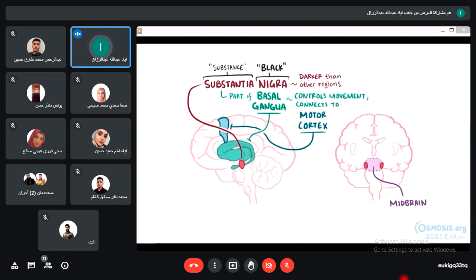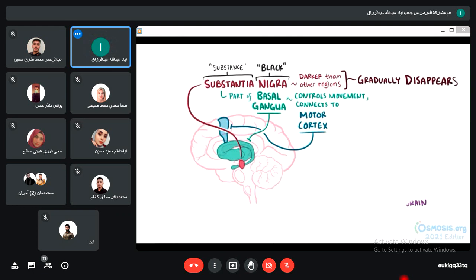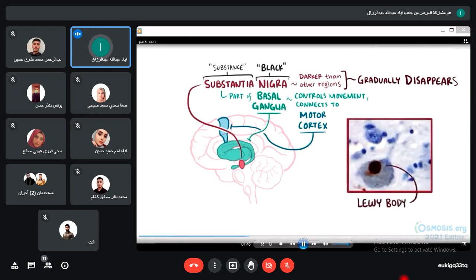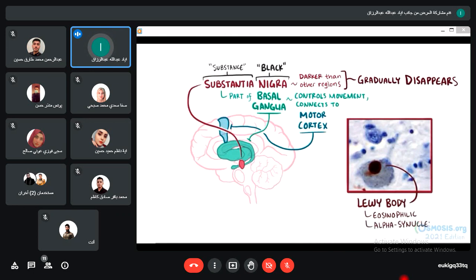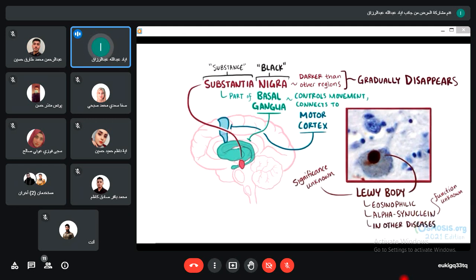In Parkinson's, these darkened areas of substantia nigra gradually disappear. Under a microscope, Lewy bodies, which are eosinophilic, round inclusions made of alpha-synuclein protein, are present in the affected substantia nigra neurons before they die. The function of alpha-synuclein is unknown, as well as the significance of Lewy bodies. And they're both found in other diseases, like Lewy body dementia and multiple system atrophy.